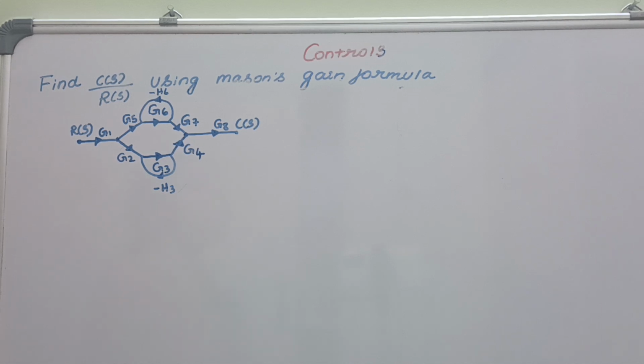So, for this diagram, how does Mason's gain formula work for us? How to find out C/R for this diagram? Let's understand. This diagram was asked in an exam, I guess, I remember. So if it is asked in the exam, please do practice. So one more thing I'll tell you, please do try to understand.